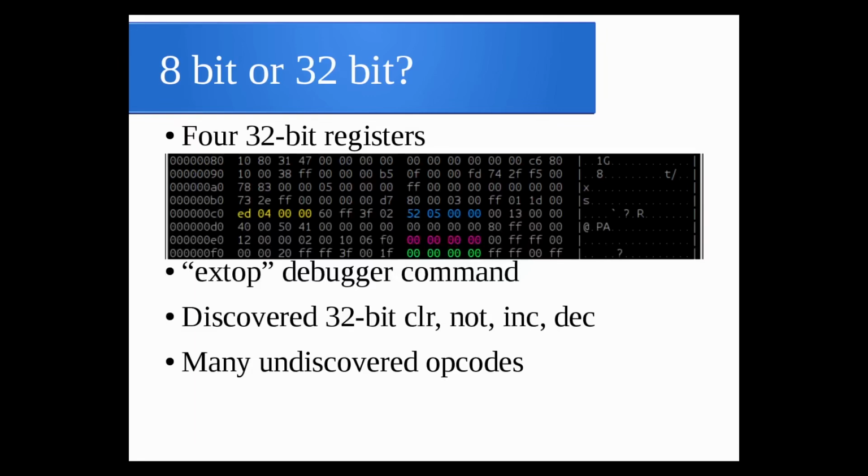And we discovered, at the very least, 32-bit clear, not increment and decrement instructions, which are really useful to have when you're writing a CRC16 engine in software on an 8-bit CPU. But there's a whole huge opcode space that we never actually looked into. So now I'm going to turn it back over to Bunny, who's going to talk about the AX215.